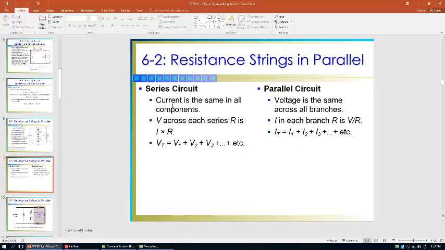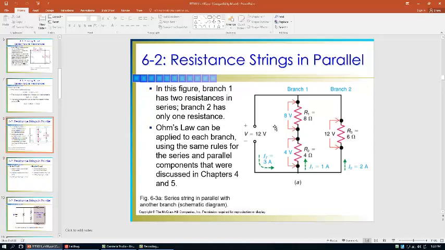If you have a branch that has multiple components connected in series, just remember that the current on every single string is the same for all components. And the voltage across each one of the components, in this case each one of the resistors, will be the current times that resistor, just the same way that we calculated in here.